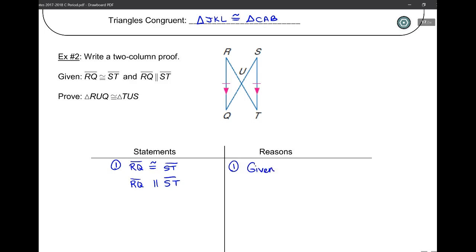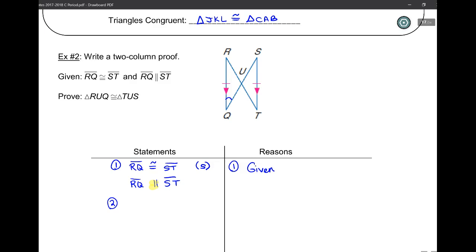Now here we have a number of different options. So far, if you look at the first given statement, we actually have a pair of sides. And so for step 2, we have some choices. Well, we do have parallel lines. So when we have parallel lines, we're going to have those special angle pairs that are congruent to each other. And actually, we have two pair here.